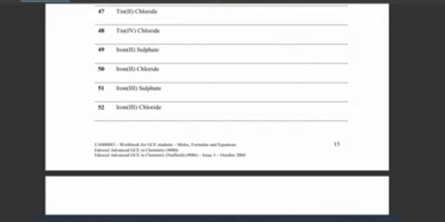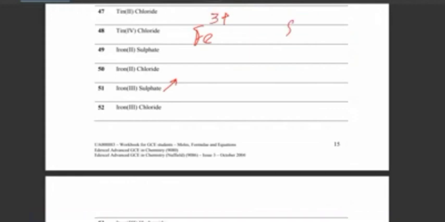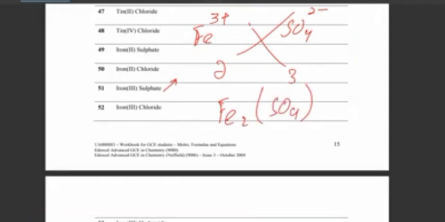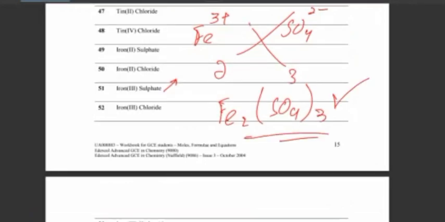Iron sulfate: for this, Fe has +3. It has been mentioned here. Sulfate SO4 has -2. By cross exchange, it is 2 and 3. So Fe2, but to write SO4 3 times, we will take it in a bracket: Fe2(SO4)3. This is the ionic compound. This is the correct one.